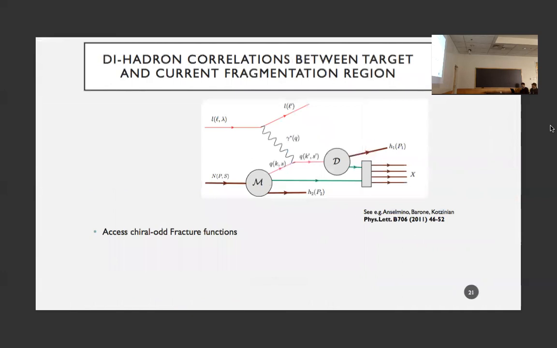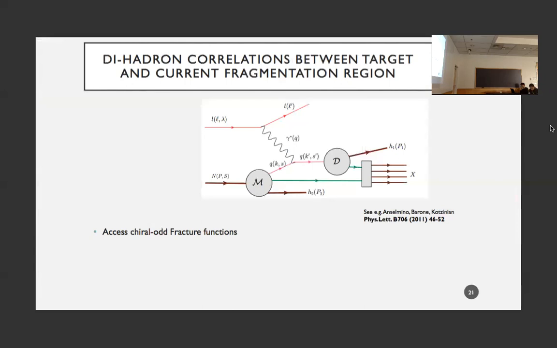And so here, we already saw from TED that there's some interest in accessing a fracture function. So the role of dihadron correlations here is kind of interesting. What you can do is correlate a hadron from the target fragmentation to one in the current fragmentation. And that allows you to extract chiral-odd fracture functions, and also access more of the flavor structure of the fracture functions.